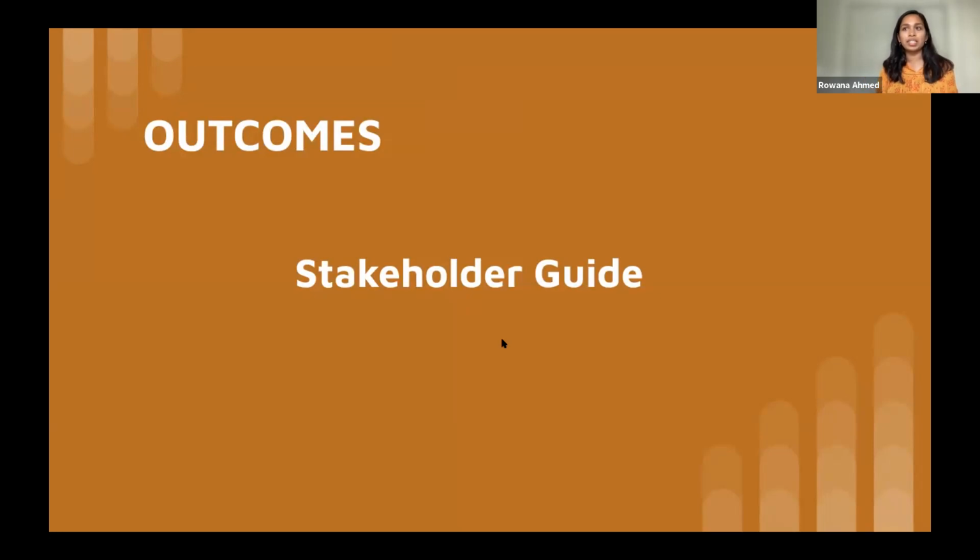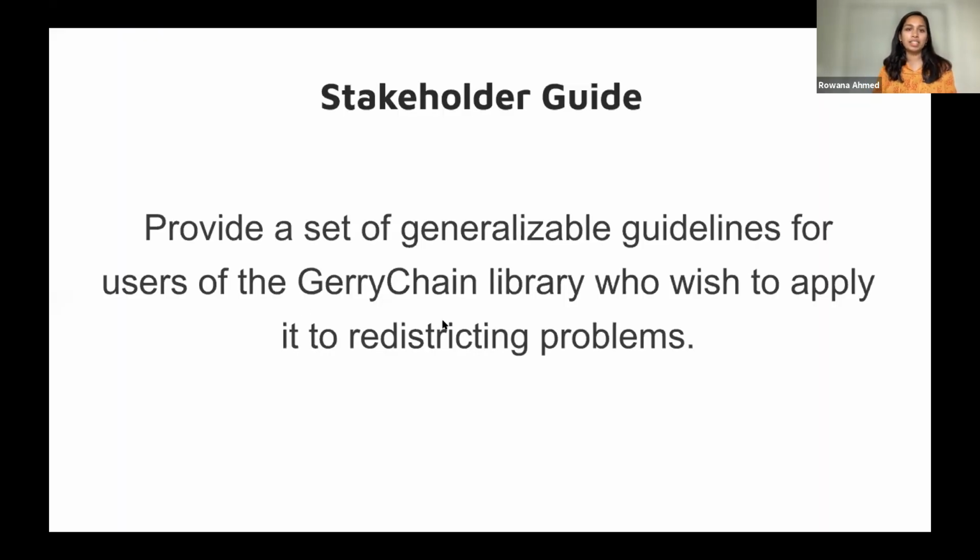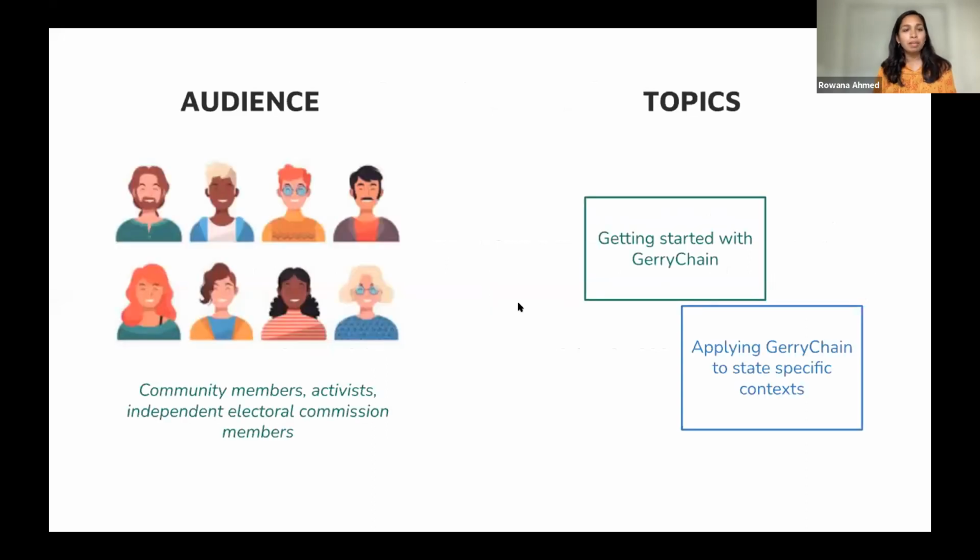And so we've compiled our lessons learned from this summer into a guide, which can be found on our website later this week. This guide provides a set of generalizable rules for users of the Gerrychain library to apply to redistricting problems. The guide is geared towards community members, activists, and independent electoral commission members who hope to engage with the redistricting process. The guide provides an overview of using Gerrychain, and the Getting Started section covers the analysis process from data wrangling through calculating and interpreting metrics.